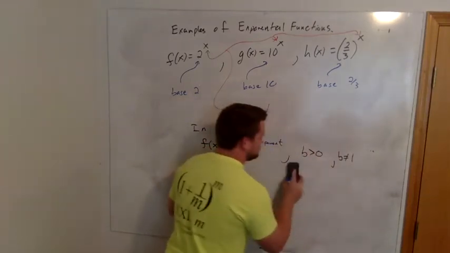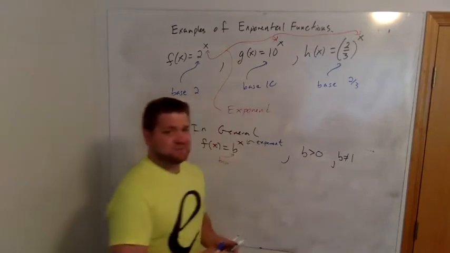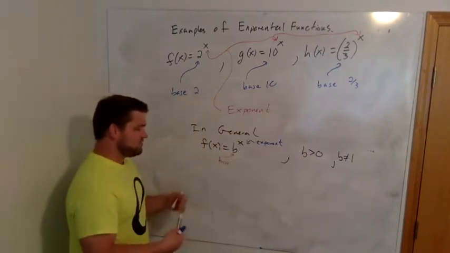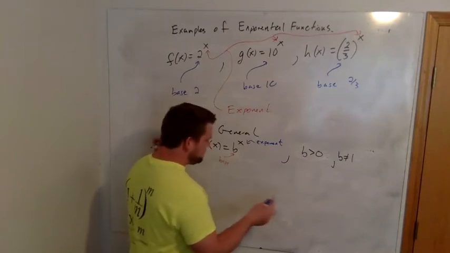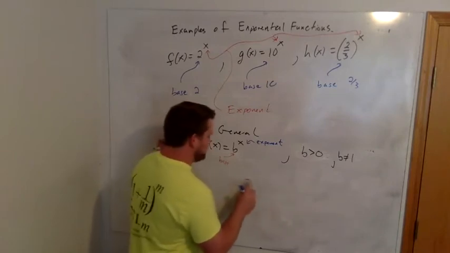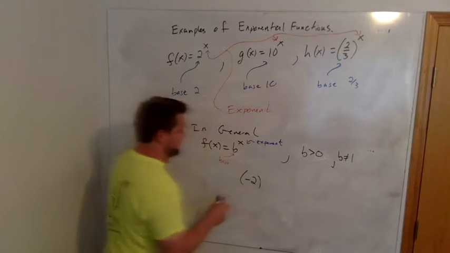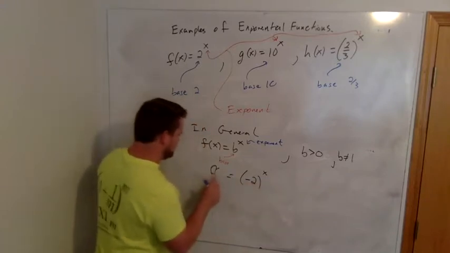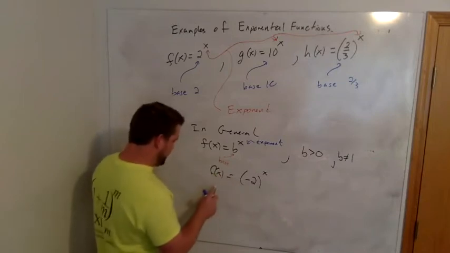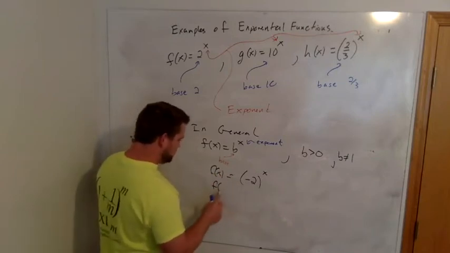Okay, why? Well, if b is negative, it's too interesting. The graph kind of turns out to go all over the place. So for example, let's just do -2. What if the base was -2? -2 to the x. Okay. What if we had a function like this? Well, what happens? Let's say we plug in 1.